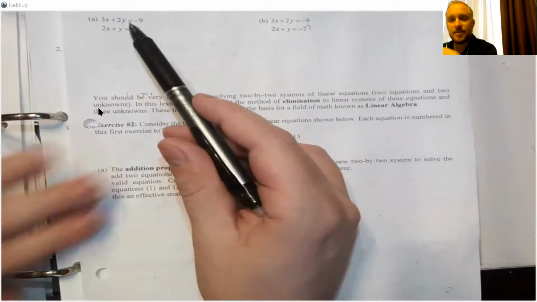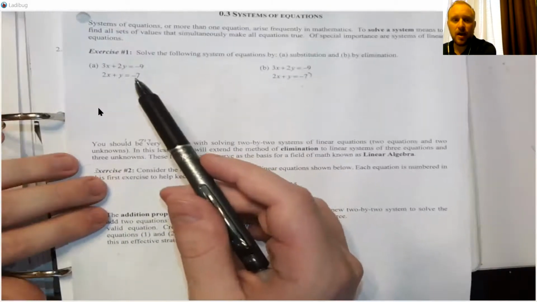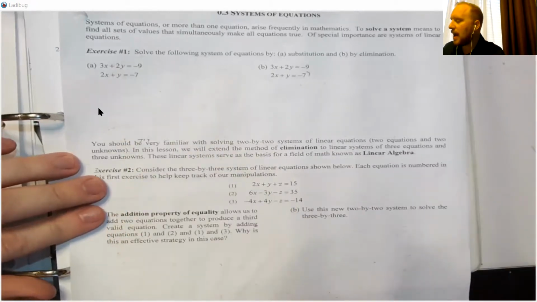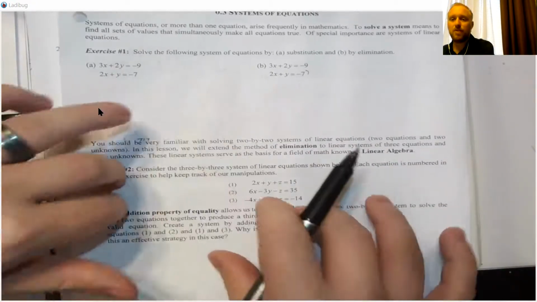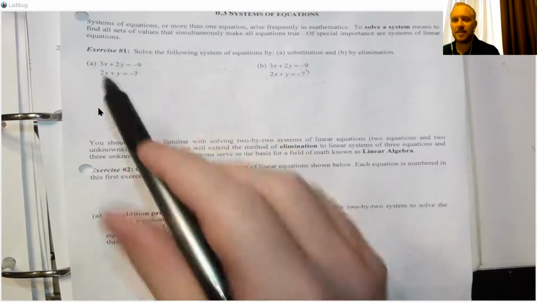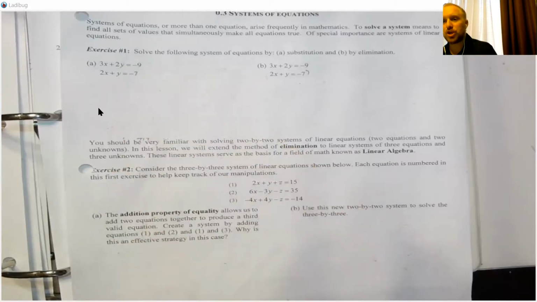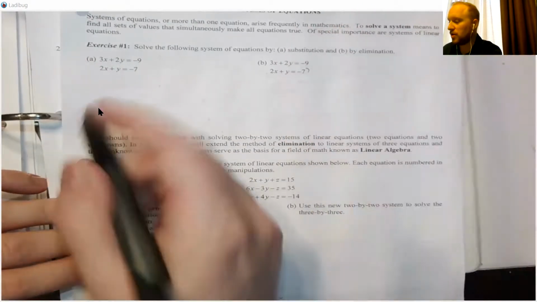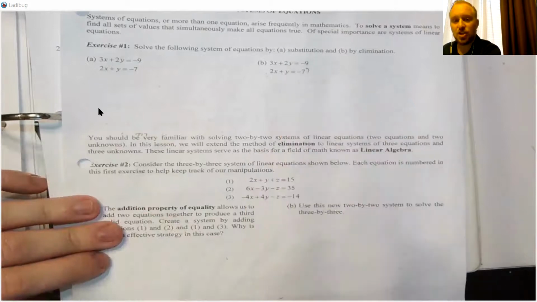So I have a system right here where these are lines, and when I'm doing a system of equations, I'm looking for basically a solution. That means if we take these two lines and graph them, we're trying to find the point in which they intersect. We're going to use our first method here, which is substitution on part A, and then we'll do elimination in part B.